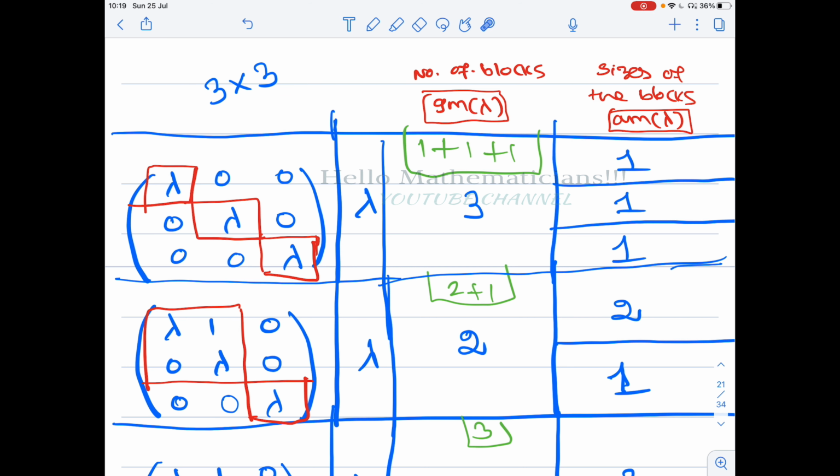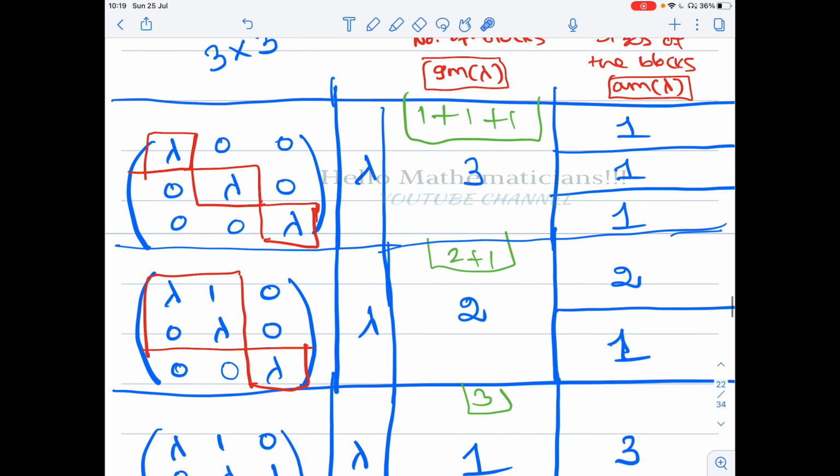And what is the geometric multiplicity of lambda? The geometric multiplicity of lambda is the number of blocks. So the number of blocks is 3. And what is the algebraic multiplicity? Algebraic multiplicity is also 3. For example, algebraic multiplicity is the sum of the sizes of the blocks. So this is 1 plus 1 plus 1. You will get a 3.